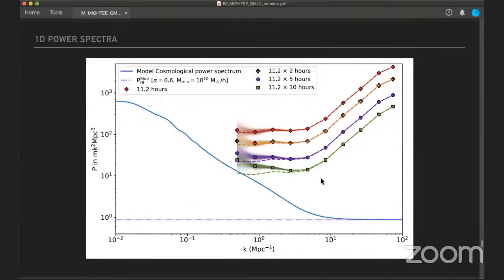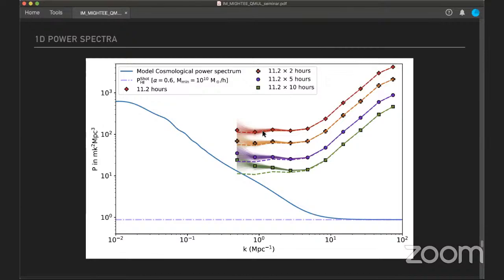And in this plot, I show the 1D power spectrum that we have calculated from a simulation, shown as the red points. We have run our simulation pipeline for 1,000 realizations for the 11.2 hours case, and all those 1D power spectra are shown in this plot. We have excluded the foreground wedge to calculate the 1D power spectrum, and each marker shows the average of all 1,000 realizations. And the dashed curve shows the average noise power spectrum.